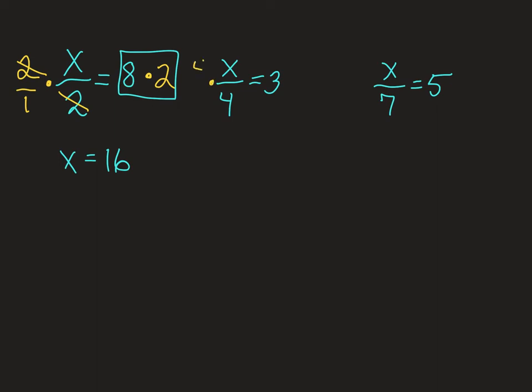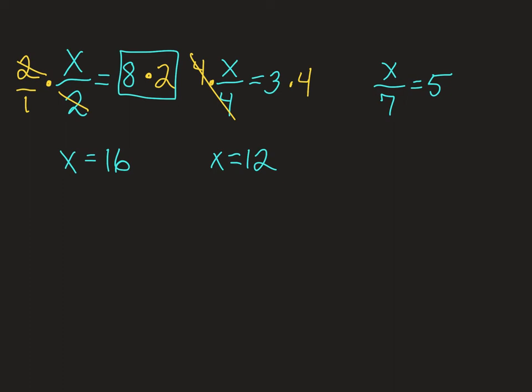Times by 4, times by 4, cross out, what's my answer? X equals 12, because 3 times 4 is 12. I did a dot and a 4, a dot and a 4. The yellow stuff has to match each other. Whatever I do to the left side, I have to do to the right side. Whatever I do to one side of my equation, I do to the other side to keep it balanced. We can't treat one side differently than the other.